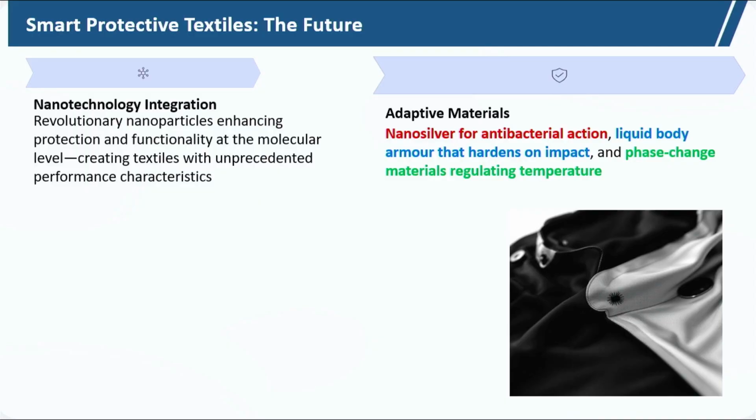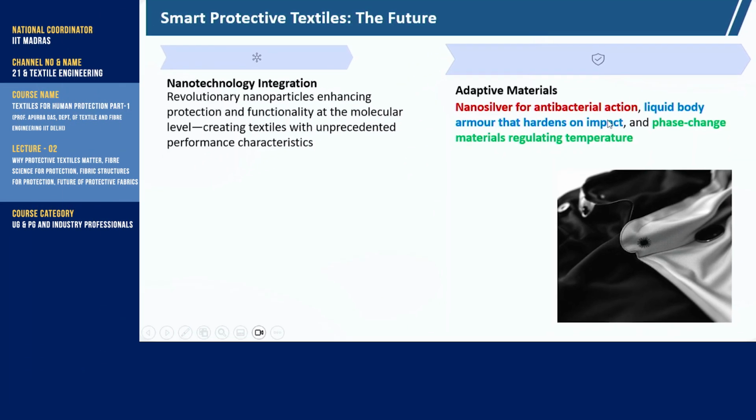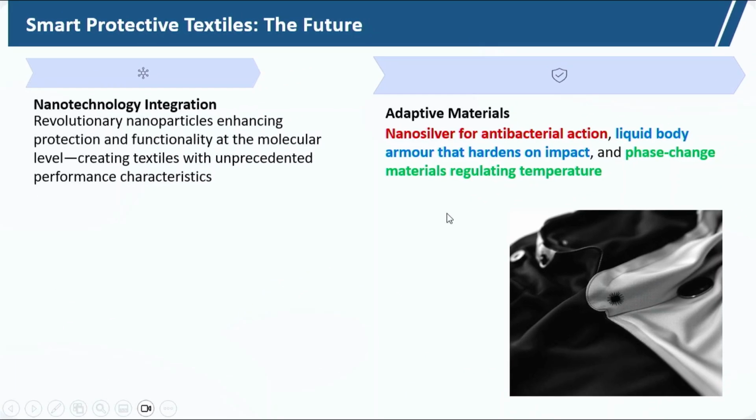Nano silver for antibacterial action. Liquid body armor, like STF, shear thickening fluid, if we can incorporate it within the fabric structure, at higher impact it will harden and prevent our body from any injury. And phase change materials, which regulate the heat. So, this is also important.